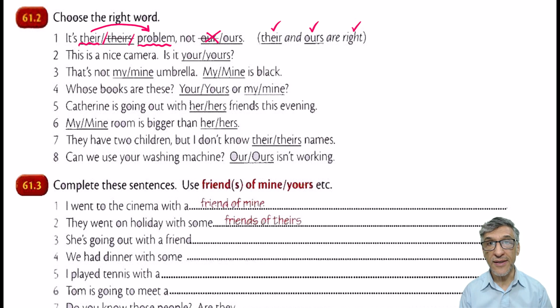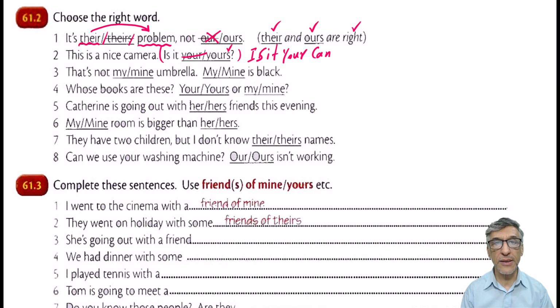This is a nice camera. Is it your camera? We do not have camera here in the question, huh? No. Is it yours? Yes. Is it yours is correct. Did you get it? You can say, is it your camera? Of course. But it is not very nice language, huh? We do not use it like that. Is it your camera? Or is it yours? It's a lot better. You can put it in your notebook.